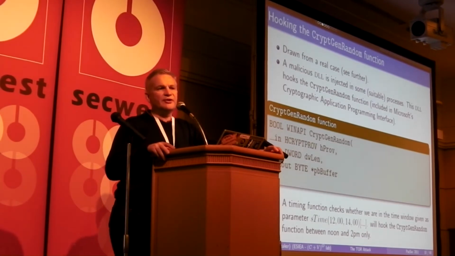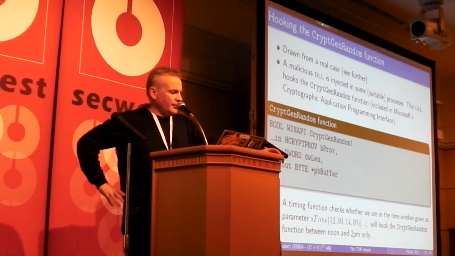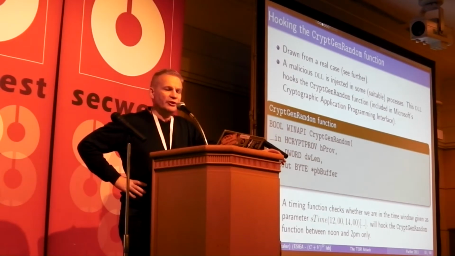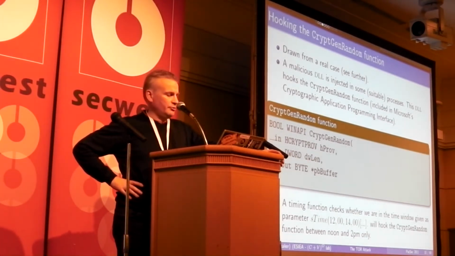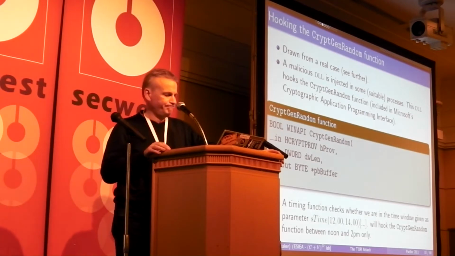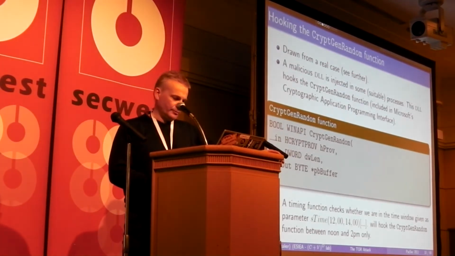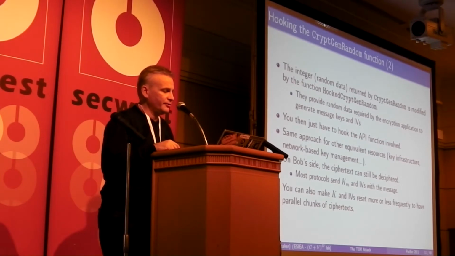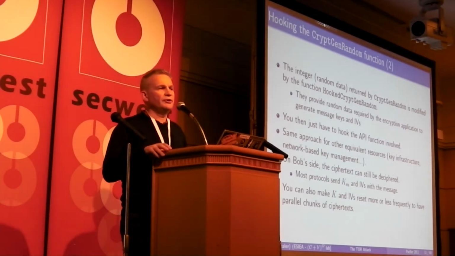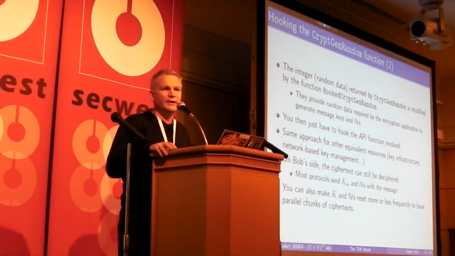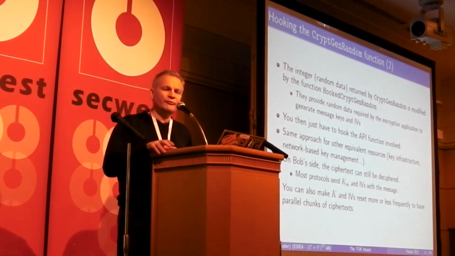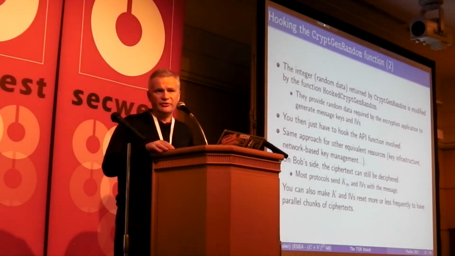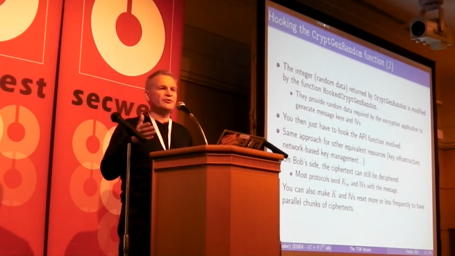And for example, let us decide that we want to modify in memory the way message key and initiation vectors are generated, for example, between noon and 2 p.m., just during the lunchtime. So we just hook the CryptGenRandom function. Of course you can say, yeah, but on the Bob side, the receiver, he will no longer be able to decipher. That's not true, because in most cryptographic protocols, the message key or the IV is sent with the message. So that's not a problem. So most of the time it will still be possible for Bob to decipher.